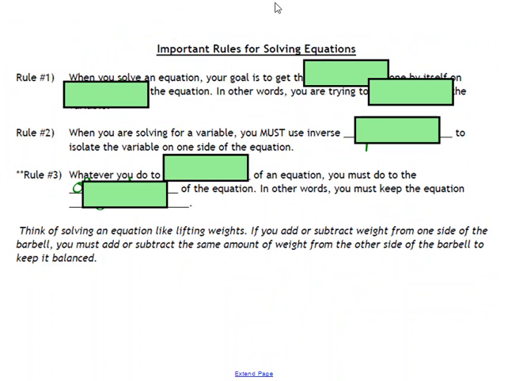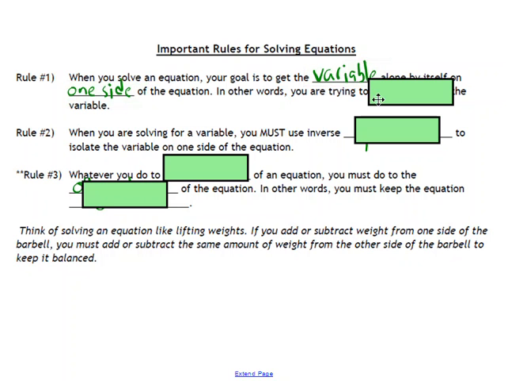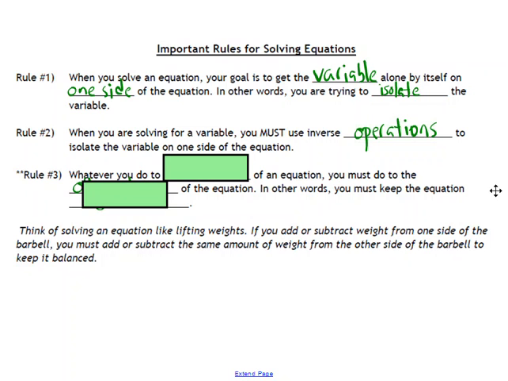All right, so there have been a whole bunch of things that we've been talking about in this particular lesson. So I want to bring it back with some important rules for solving equations. The first one, rule 1, when you solve an equation, your goal is to get the variable all by itself on one side of the equation. In other words, you are trying to isolate the variable. You want to get it isolated all by itself. When you are solving for a variable, you must use inverse operations to isolate it on one side.